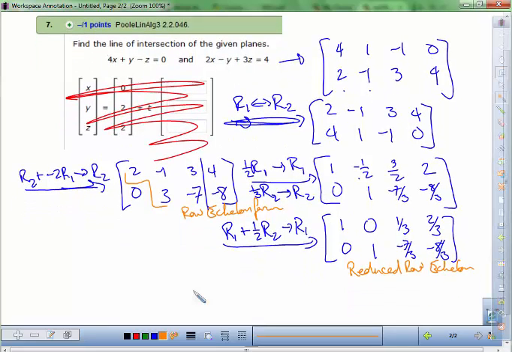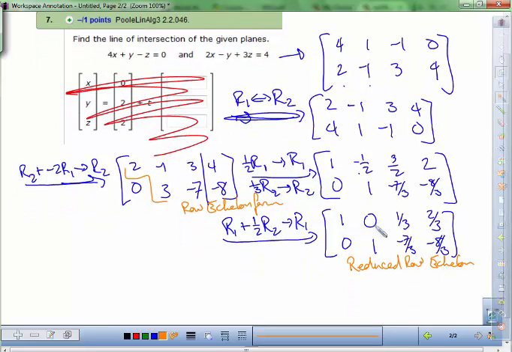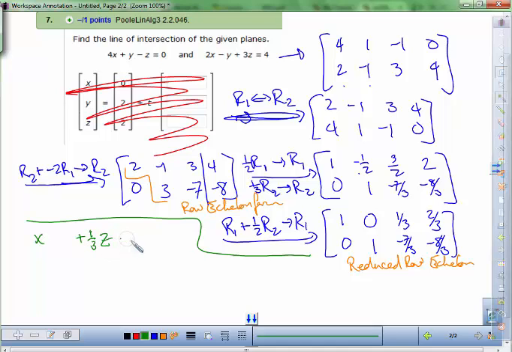All right. Now, let's use the reduced row echelon form to see what we can find out about this system. We're using x, y's, and z's. So this is 1x plus 0y plus 1/3 z is equal to 2/3. We have 0x plus y minus 7/3 z is equal to negative 8/3.